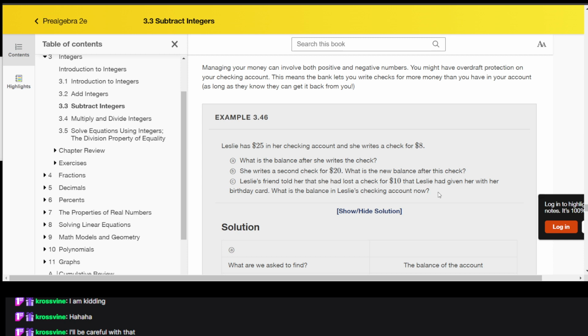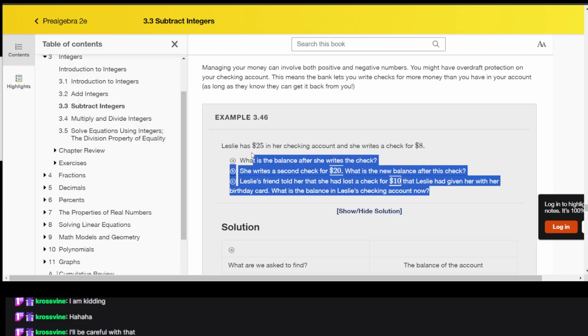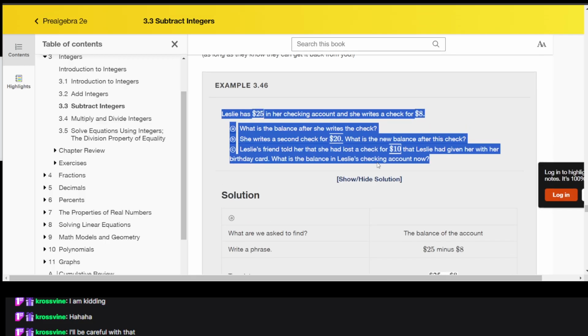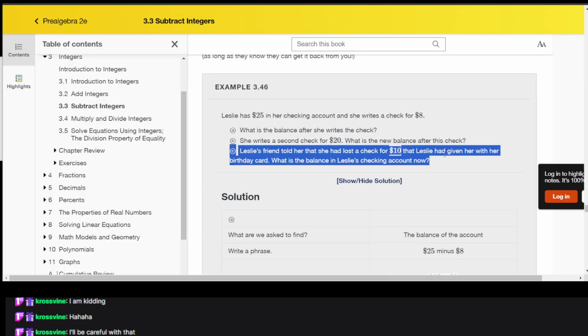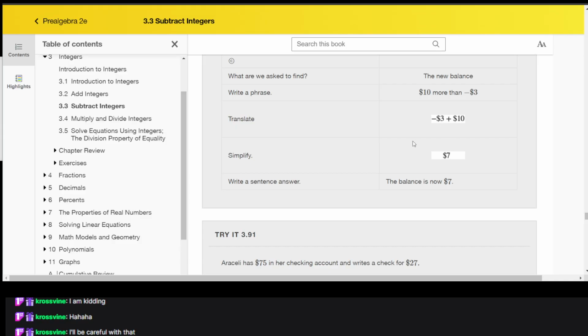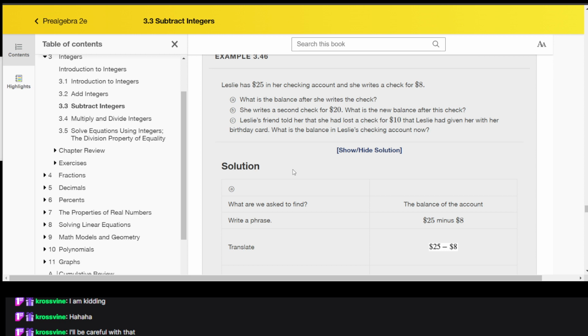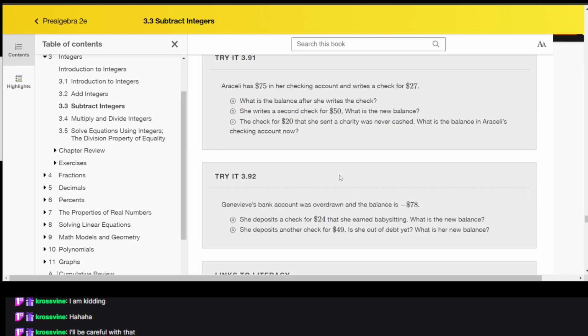His friend lost a check. I guess it just means that Leslie, when she wrote the check, in her calculations subtracted 10, thinking that the person was going to cash the check in, but then she needed to put the 10 back when the check got lost. I don't know, it's a dumb question.